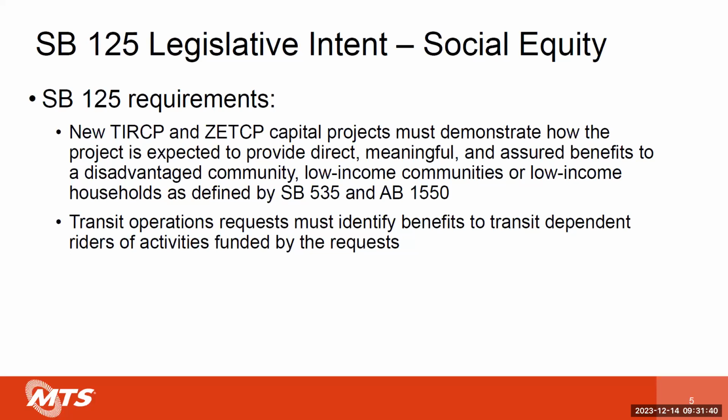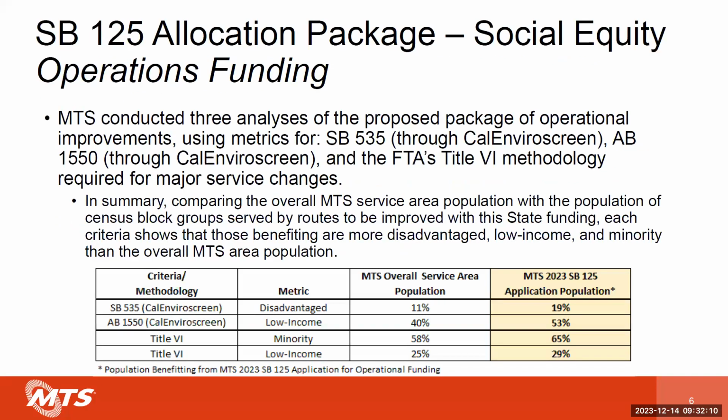In terms of social equity, SB 125 does have a requirement that the projects must demonstrate how the project is expected to provide direct, meaningful, and assured benefits to a disadvantaged community, low-income communities, or low-income households, as defined by Senate Bill 535 and Assembly Bill 1550. Transit operations requests must identify those benefits to transit-dependent riders for activities funded by the requests, and I'm going to show you a couple of examples of how we did that analysis for this proposed allocation package.